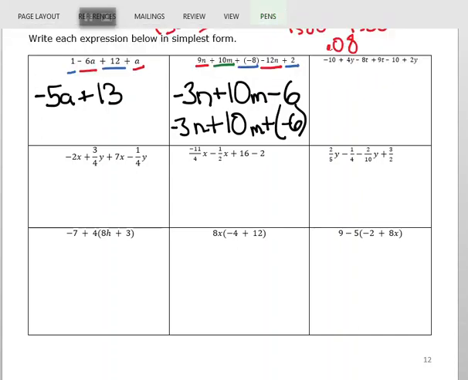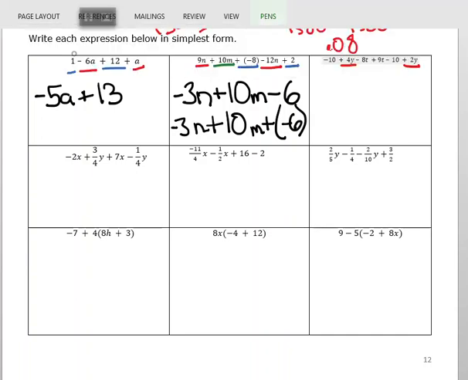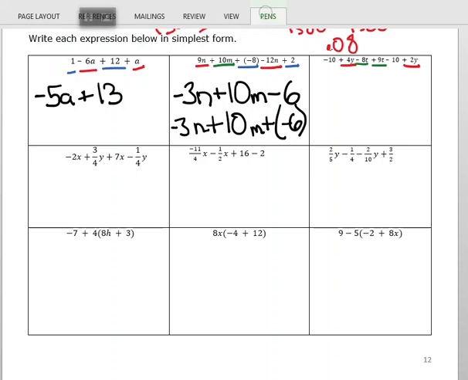Moving along. Okay, I have two variables here too. So I have positive 4y and positive 2y. And then I have negative 8t and positive 9t. And I have negative 10 and negative 10.